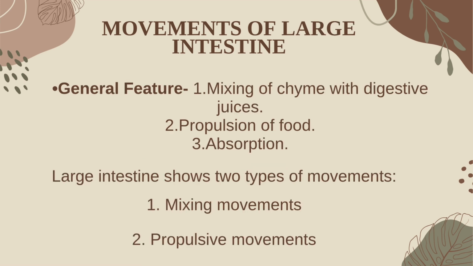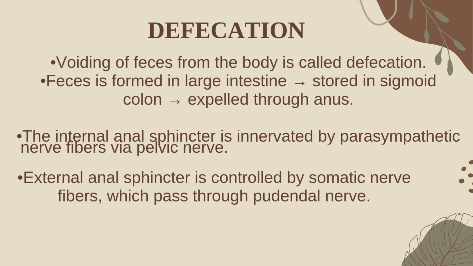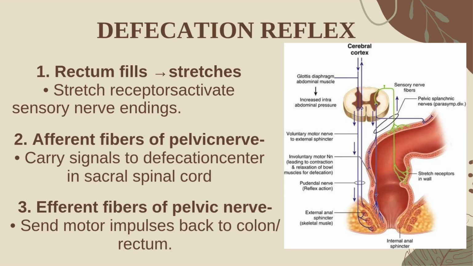The large intestine performs 2 major functions: absorption of water and electrolytes, and formation and storage of feces. The large intestine shows mixing movements, known as haustral contractions, and propulsive movements, known as mass movements. These movements help move fecal matter toward the rectum for elimination.